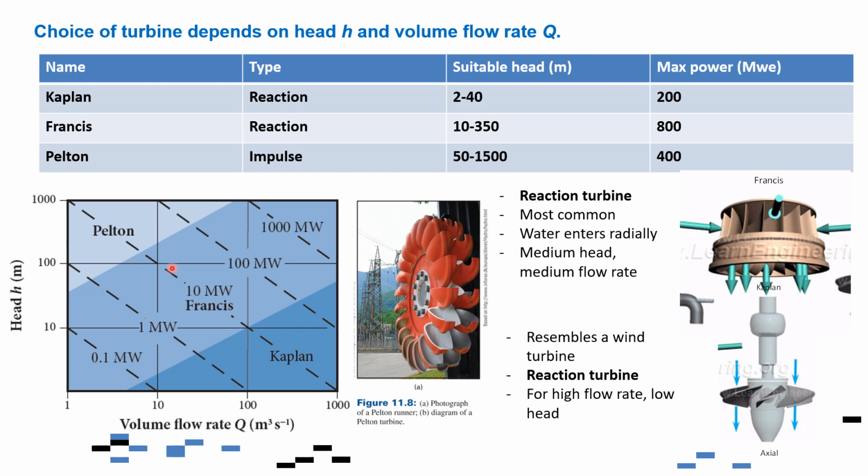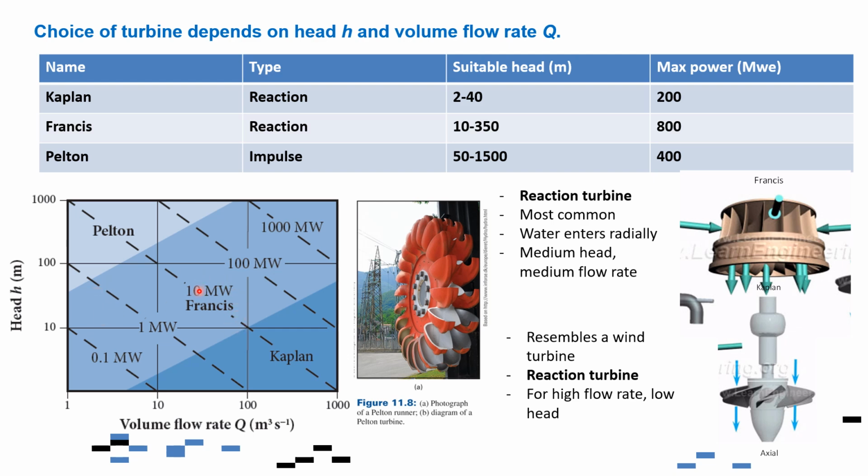If you look at this figure here, you can see the various types at various capacities: the flow rate, the head, as well as the production capacity. The Pelton turbine is for high head systems but low flow rate. We can generate up to 10 megawatts with it. Even though this is a high head system, it generates much lower megawatts.